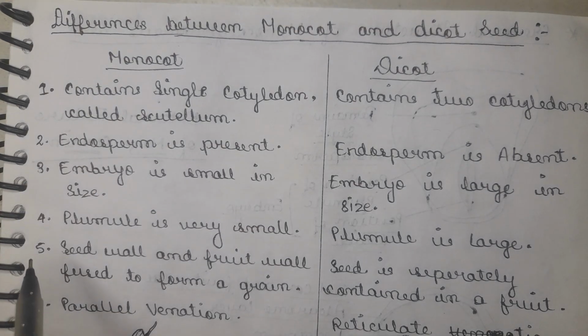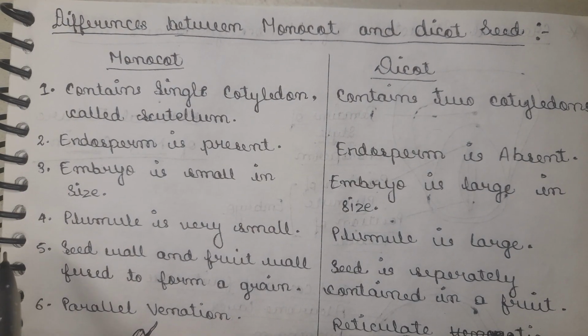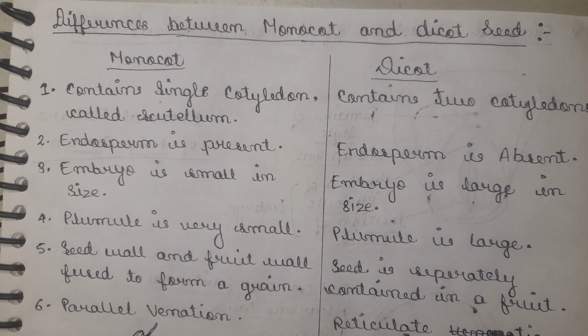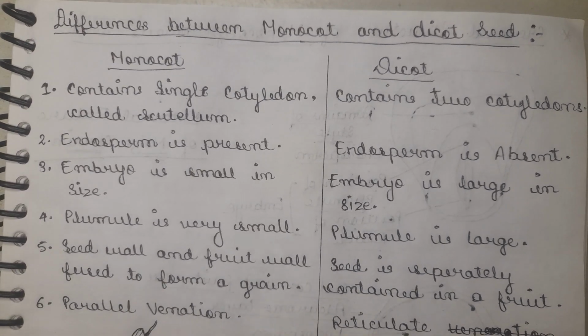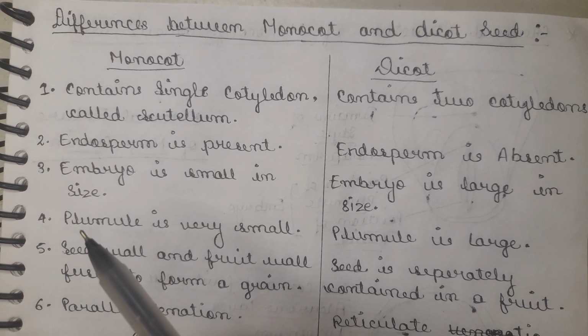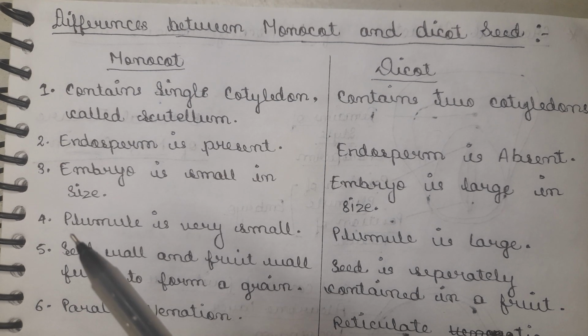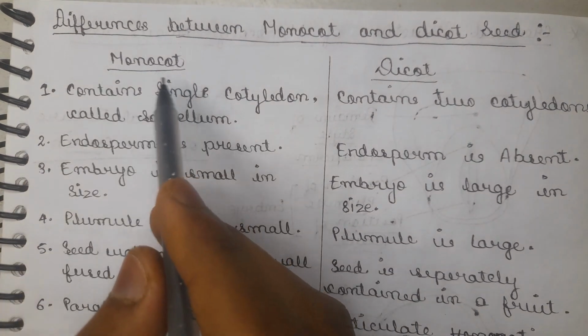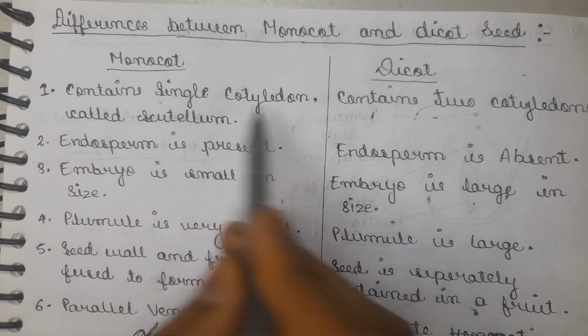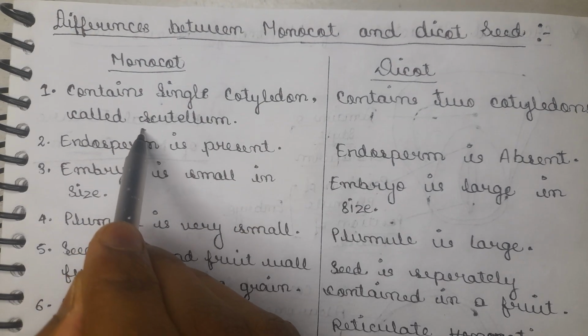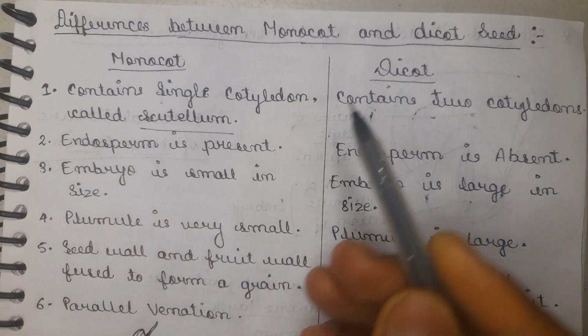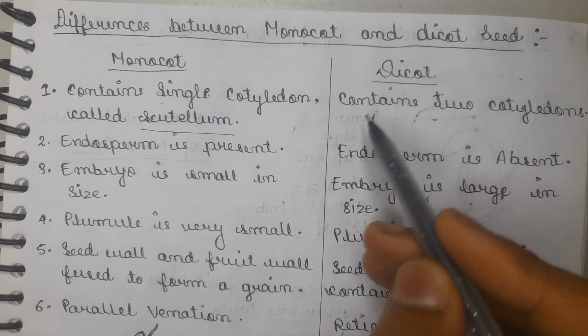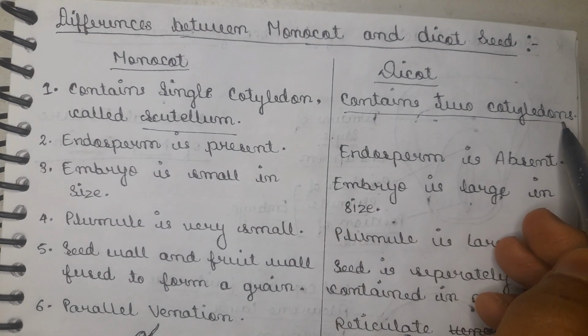as the first 3 points are basically the difference between the structural components of these, and the last 4, 5, 6 points are basically about the plants that grow from the monocot or the dicot seeds. So the monocot seed contains basically a single cotyledon, which is called the scutellum, and on the other side the dicot seed contains two cotyledons.